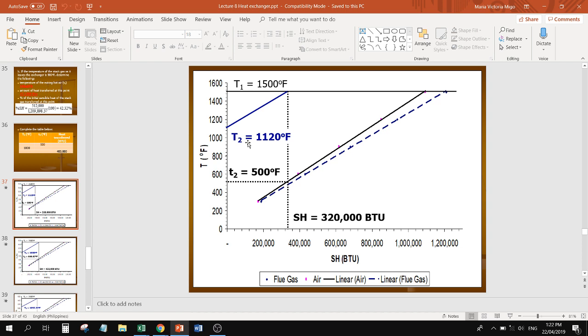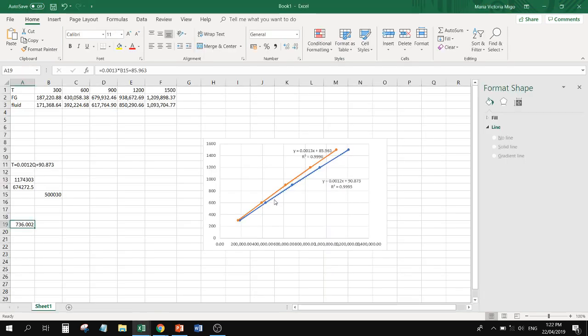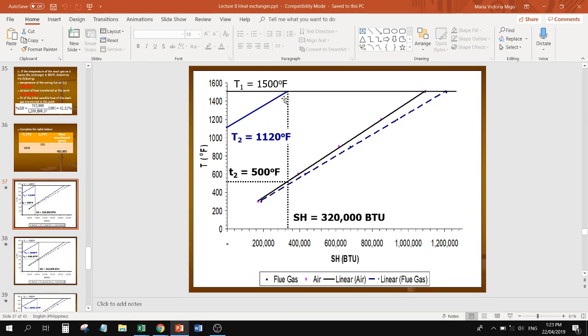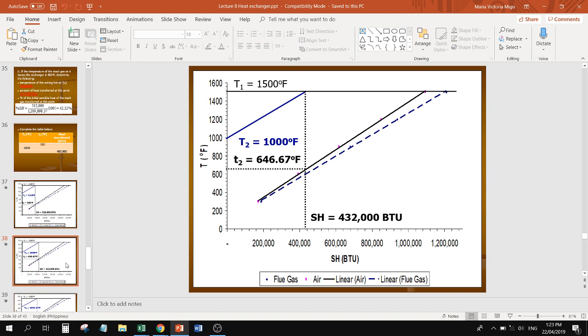Okay. So how do you solve that using the equations of the lines? Okay, so this is how you solve it. Anyway, let me move first to the next problem before I show you how to solve it using the equation of the lines.